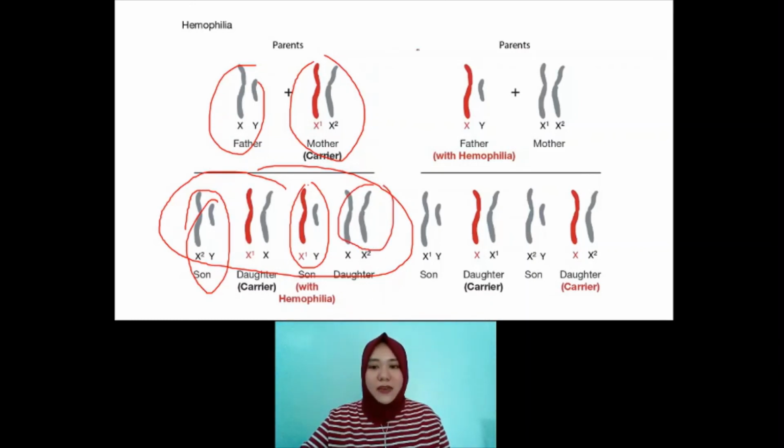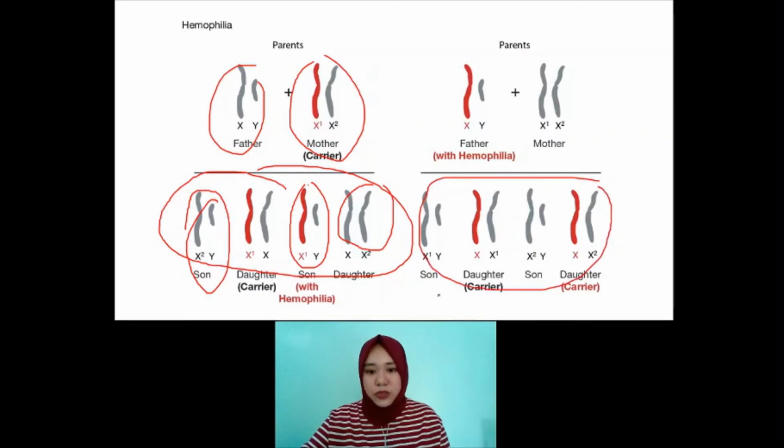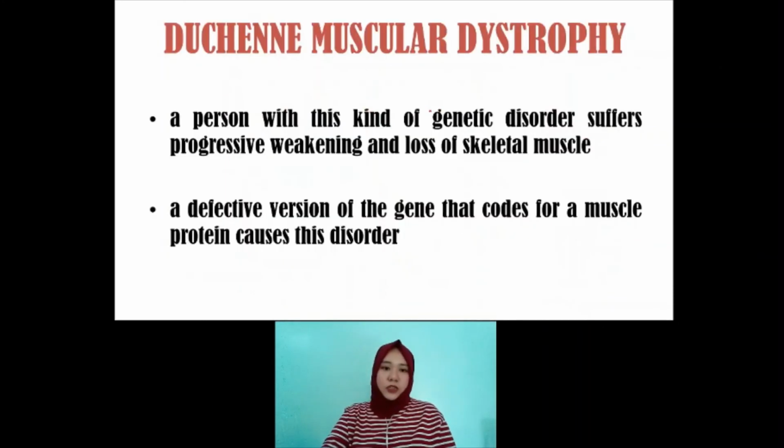Okay? So what if the father has hemophilia, and then the mother is normal? So these are the possible offspring that they would produce. A son that is normal, a daughter that is a carrier, that is, two sons that are normal, and then one daughter that is a carrier. Okay? So that's how it's being passed on from generation to generation.